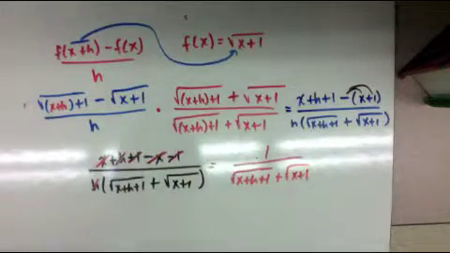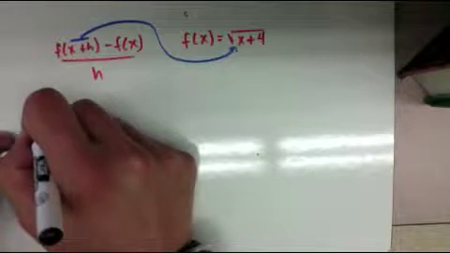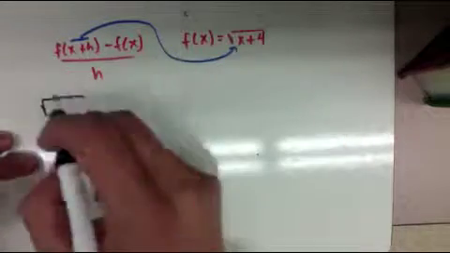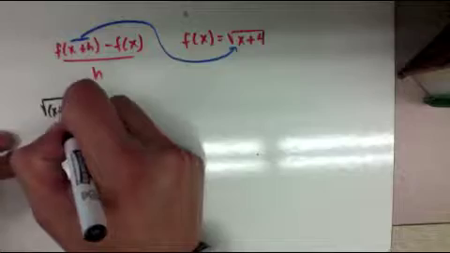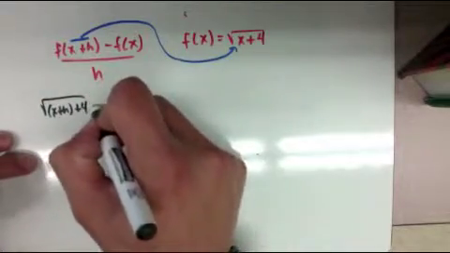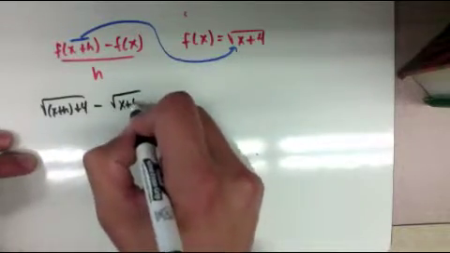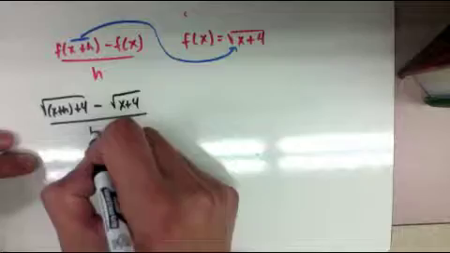Okay, so let's go ahead and do another one. Let's go through it one more time. Here we have square root. Instead of x, I will put x plus h plus 4, minus the original function. What's the original function? Square root of x plus 4, all over the h.